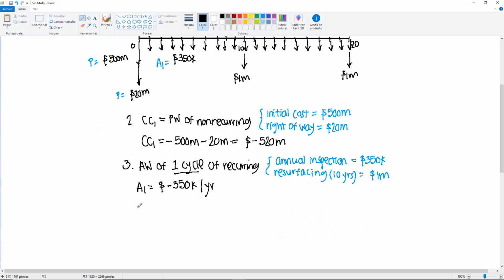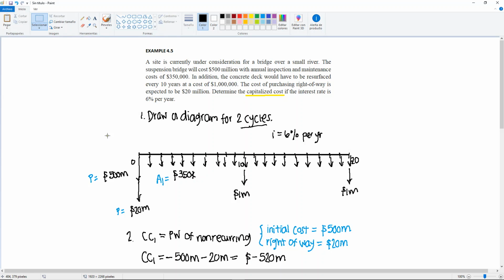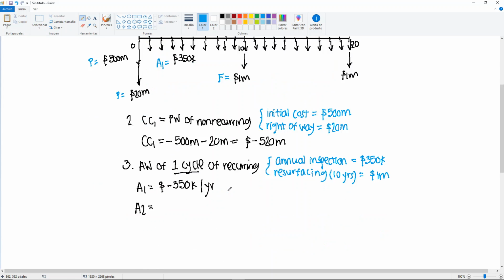But then we have to find A2. In this case, even though the 1 million gets repeated, it's not an A because it doesn't happen every year. Then again, go back to where it says 1 cycle of recurring. So now it's time for us to just focus on this part, and we need to find the annual worth of the 1 million. What do we do in this case? If we want to divide this into equal cash flows among the 10 years, because that's 1 cycle, then your 1 million is actually going to be an F, and we need to convert that F into A.